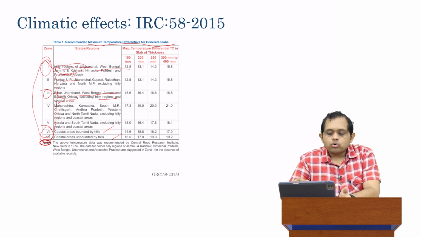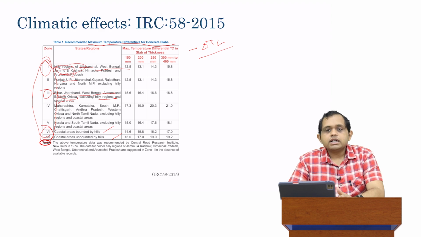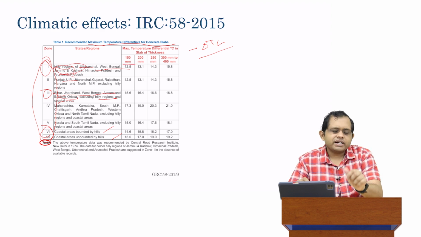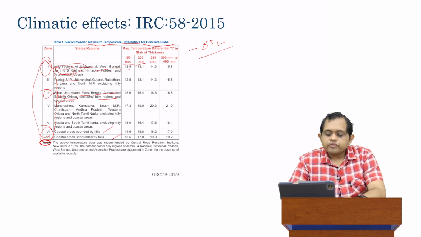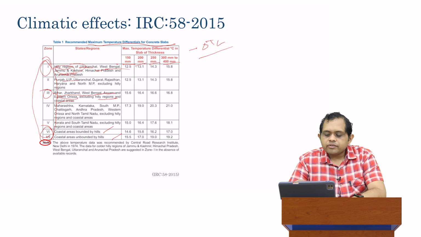Now, for each of these zones, a recommended value of maximum temperature differential is provided. Again, this is meant to be delta TL for design, so it's meant to be a conservative value. The recommended value depends on the thickness of the JPCP slab. The slab thickness could be 150 mm, which is actually quite a thin slab, 200 mm, 250 mm, and 300 to 400 mm. Generally, you could go above 400 mm, but the change in this is very small. So even if you're above 400 mm, you'll just stick to the value at 400 mm. So, you're given these values.